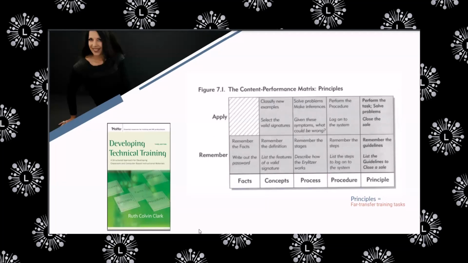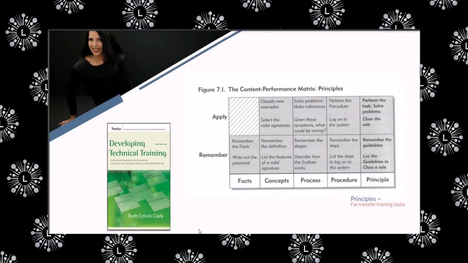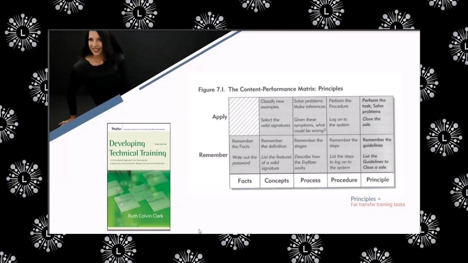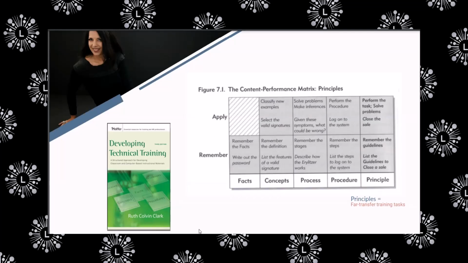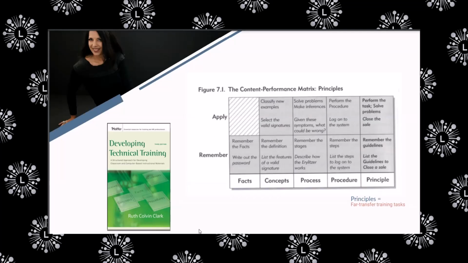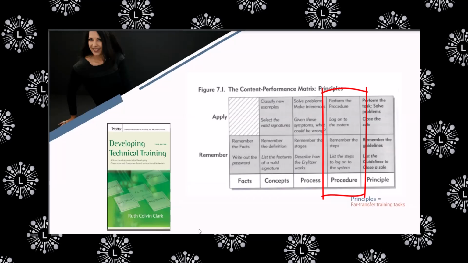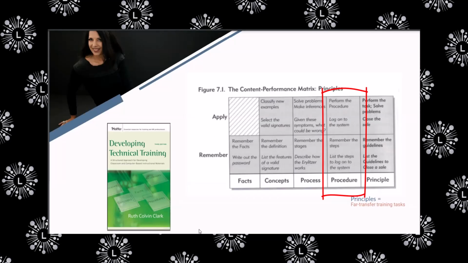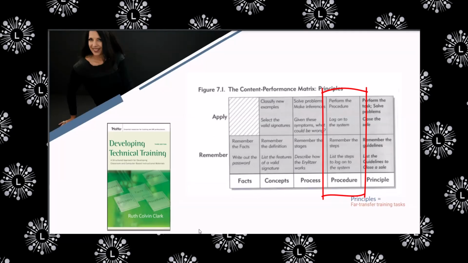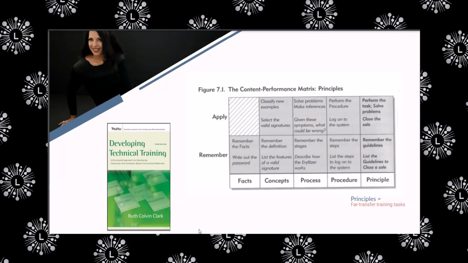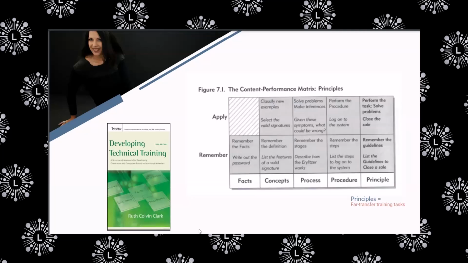And so when we're talking about principles, we're talking about far transfer training tasks. And when we're talking about procedures, we're talking about near transfer training tasks. The reason that she uses those terms is to make a distinction between the way that we train different types of tasks. Procedures are those tasks that are very much step by step. They're done the same way every single time. The point is to produce a consistent result. And so that's why they're called near transfer tasks. The way that you train them is pretty much the way that they're performed on the job.